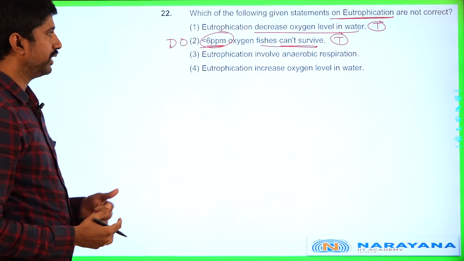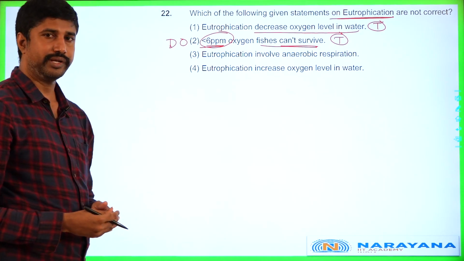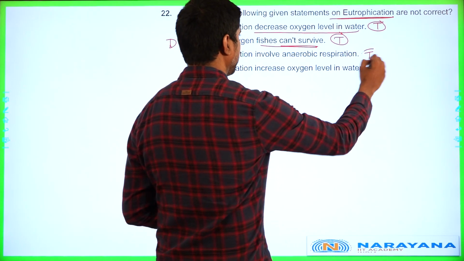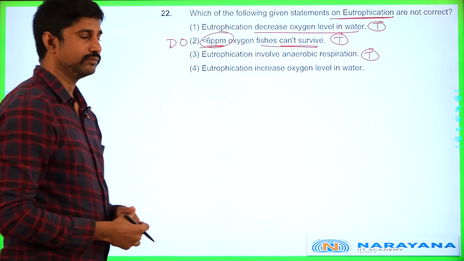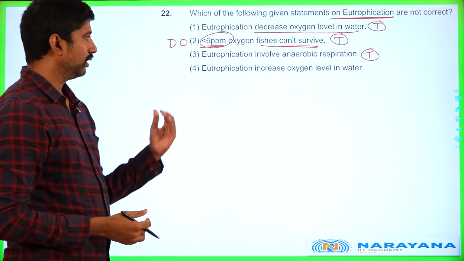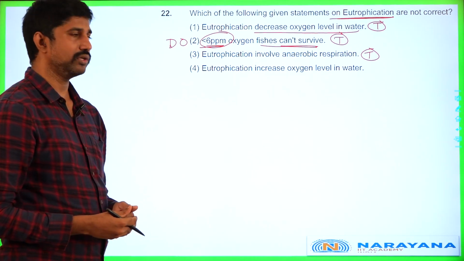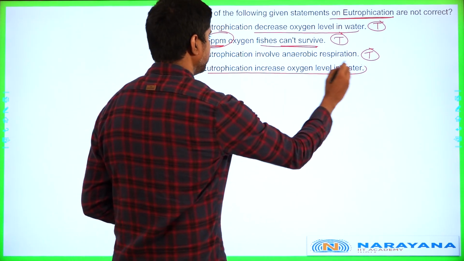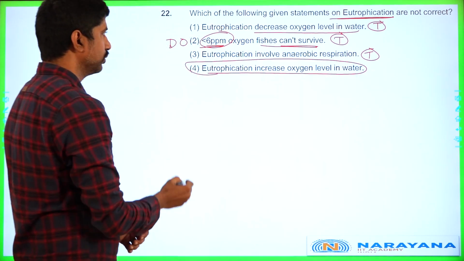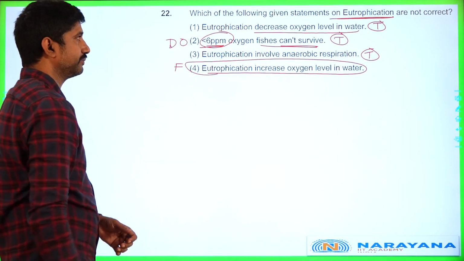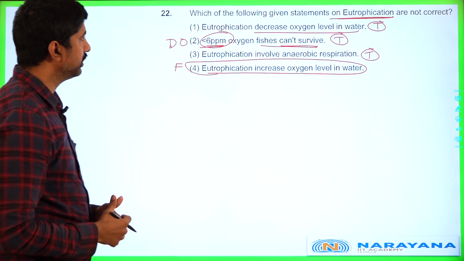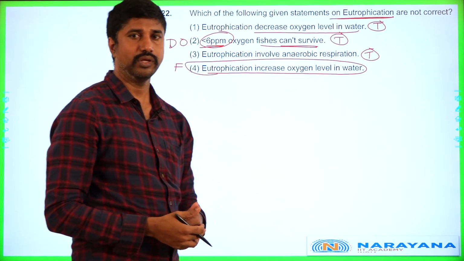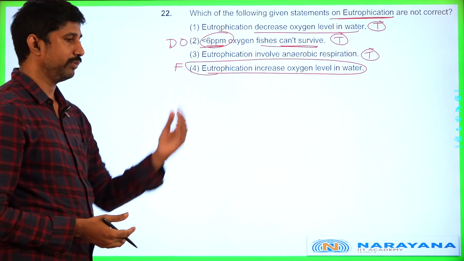And eutrophication involves anaerobic respiration. Yes, it does. Anaerobic respiration is responsible for consumption of oxygen. Next, eutrophication increases oxygen level in water. No, as a result of eutrophication, there is a decrease in oxygen level. So this is a false statement. And the question asked here is which of the following given statements on eutrophication are not correct. So the incorrect statement is the fourth option.